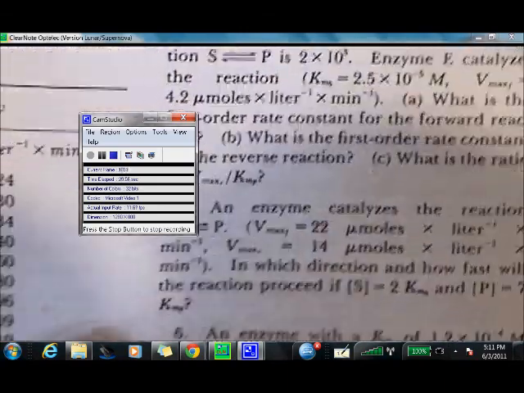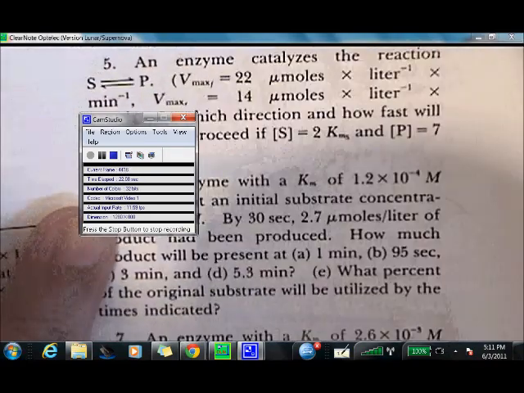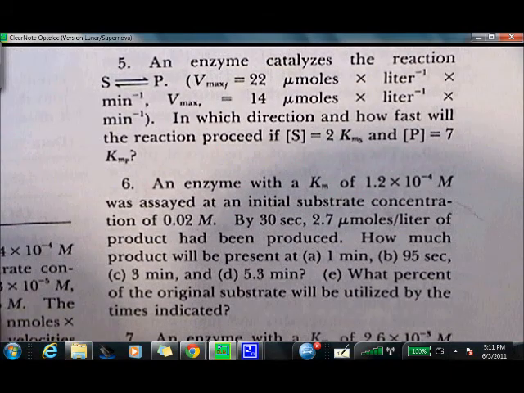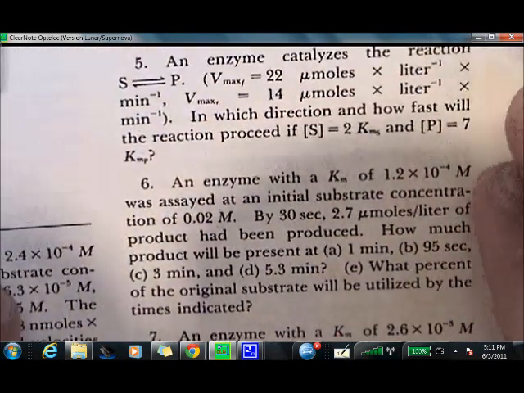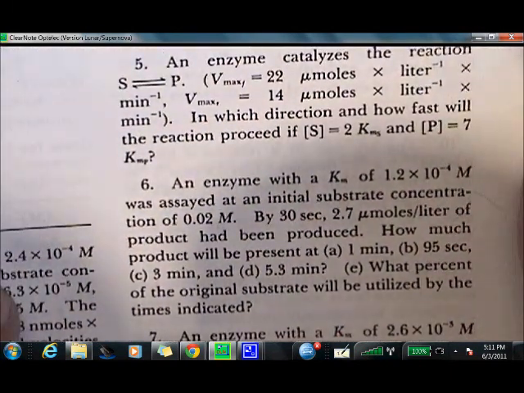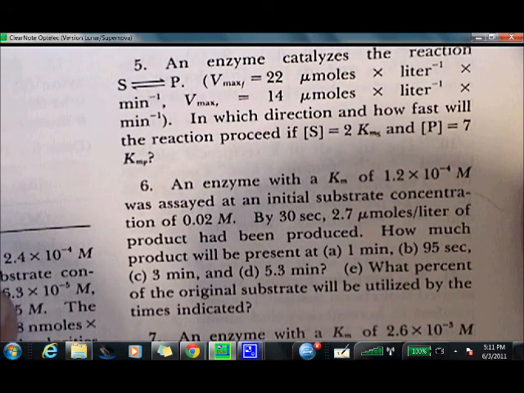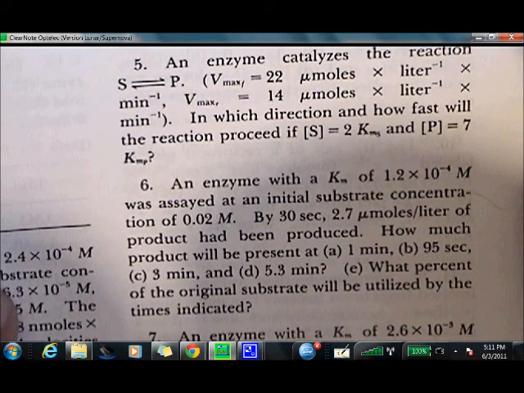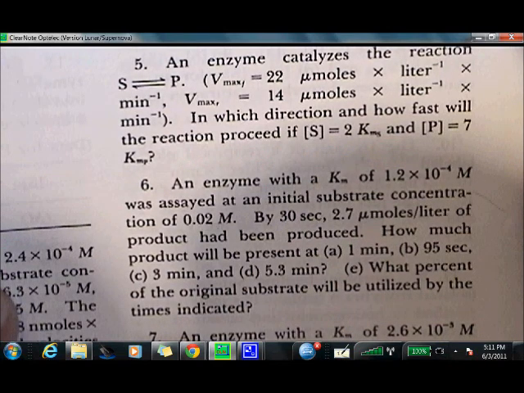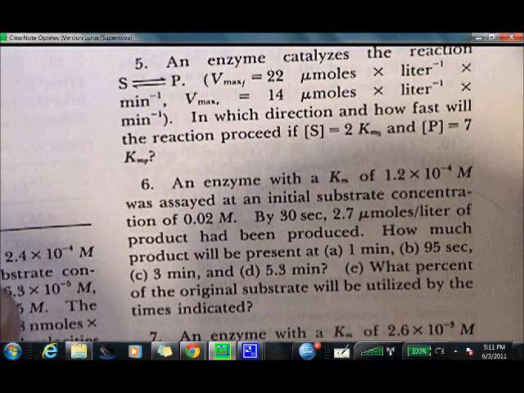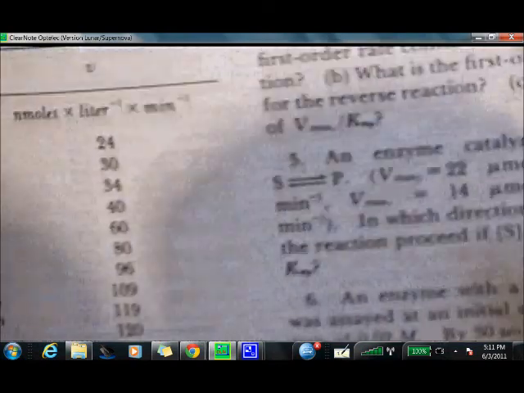Okay, so if we look at it, sorry about that. It's going to equal an enzyme with a Km of 1.2 times 10 to the negative fourth was assayed at an initial substrate concentration of 0.02. By 30 seconds, 2.7 micromoles per liter of product had been produced. How much product will be present at 1 minute, 95 seconds, 3 minutes, and 5.3 minutes? What percentage of the original substrate will be utilized by the times indicated?